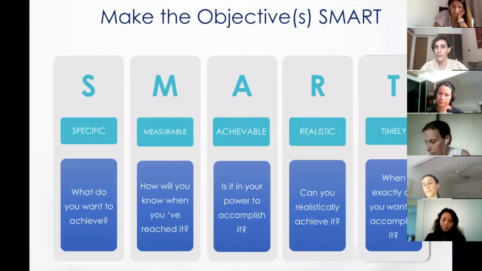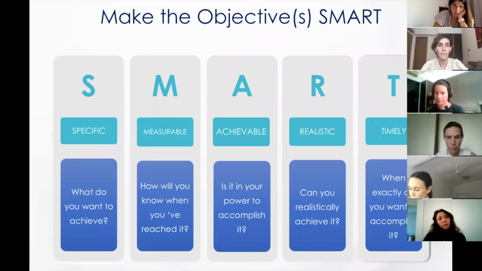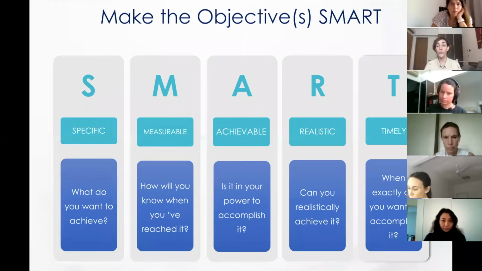Okay, we're going to discuss that a bit later. But what is SMART? I'm sure you're very familiar with what SMART is. So it's specific, measurable, achievable, realistic, and timely. So the first question you can ask, okay, what do you want to achieve? And the answer is, okay, I want to lose weight. Then how will you know when you've reached it? It has to be measurable. Oh, I will know when I lose 5 kgs, for instance.